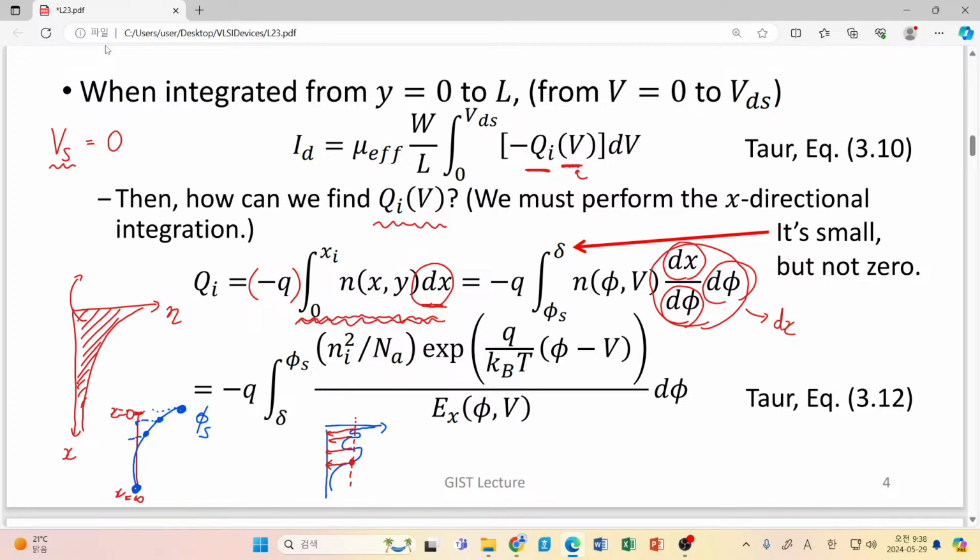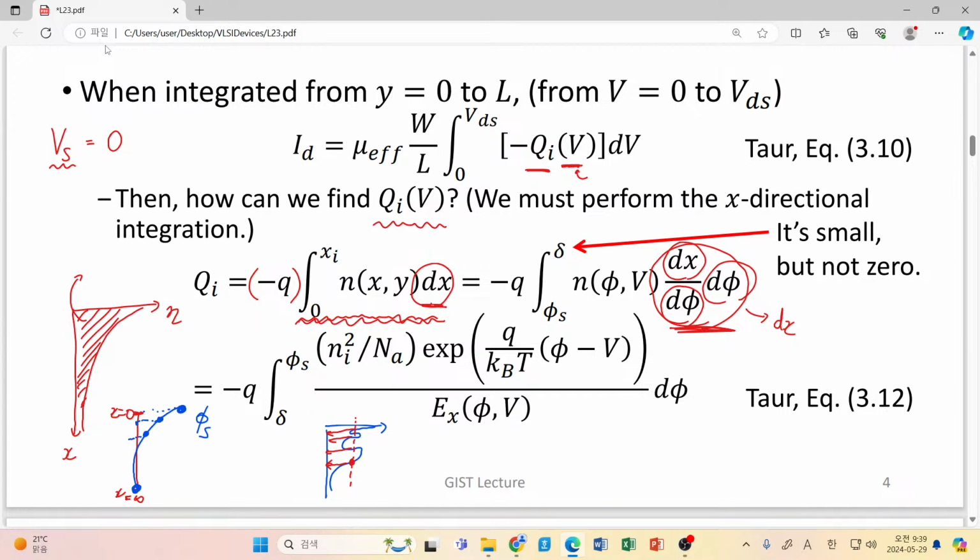However, fortunately, in this case, we can assume monotonic behavior of our electrostatic potential with respect to the position. So if we approach the surface, then the potential is monotonically increasing. So a certain potential value always corresponds to a certain position. That's the reason why we were able to make this kind of variable change.